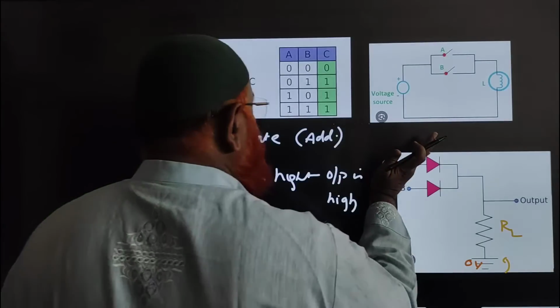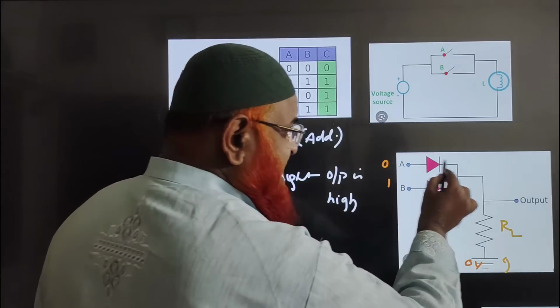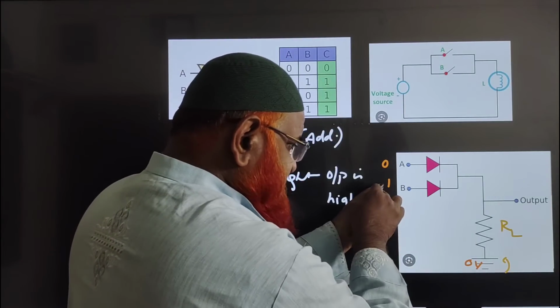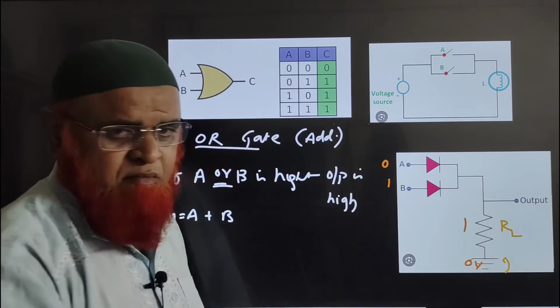Now next thing is input is 0 and 1. This is unbiased condition. This is forward bias, this is 1 and that is 0. That means the diode will function, it gives output as 1.